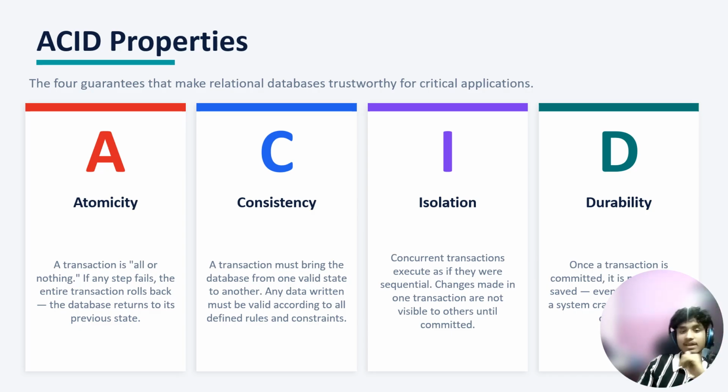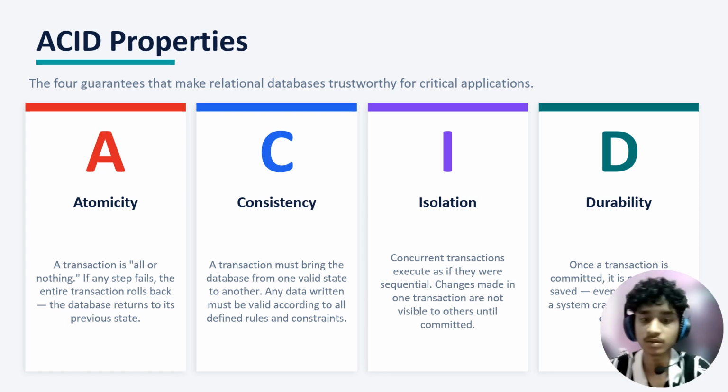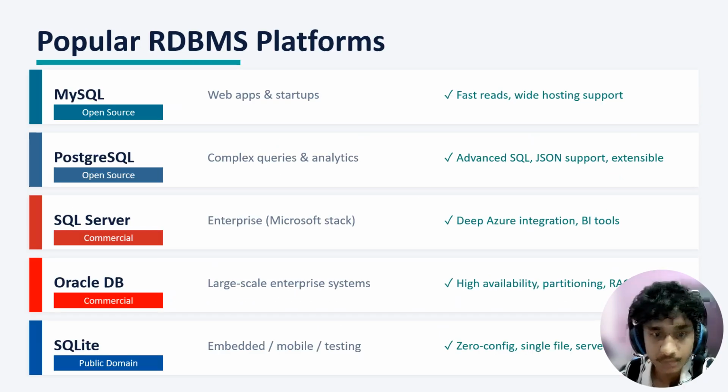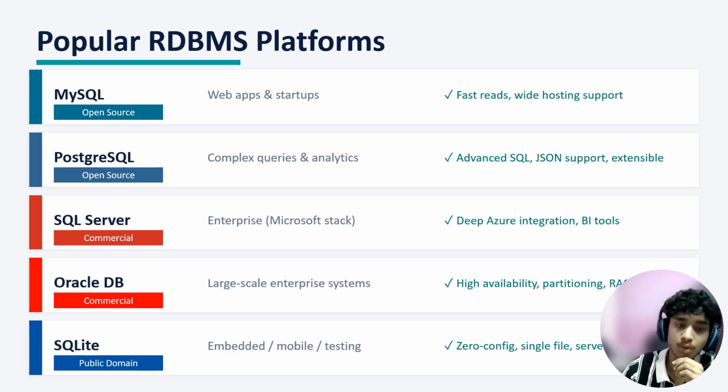Next one is ACID properties. The relational database has four main properties, which is why we use the relational database. A stands for atomicity, C for consistency, I for isolation, and D for durability. And some popular RDBMS platforms are MySQL, PostgreSQL, SQL Server, Oracle, and SQLite.